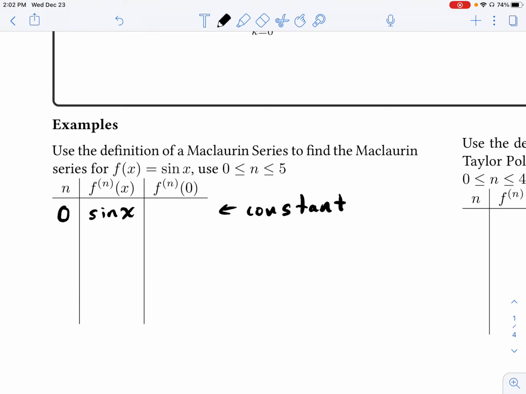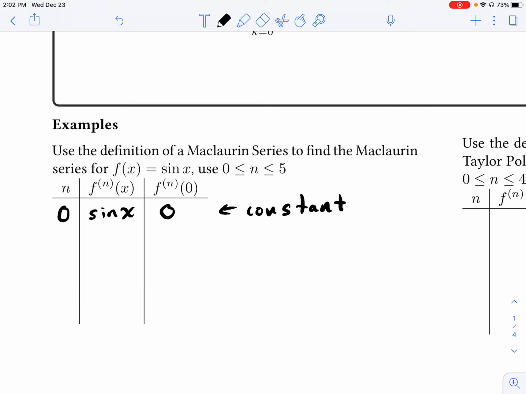Then in the final column, what is that 0th order derivative, or what is that function now, simply evaluated at 0? I'm just asking you, what's sine of 0? And that would just be equal to 0. So our constant is going to be 0.